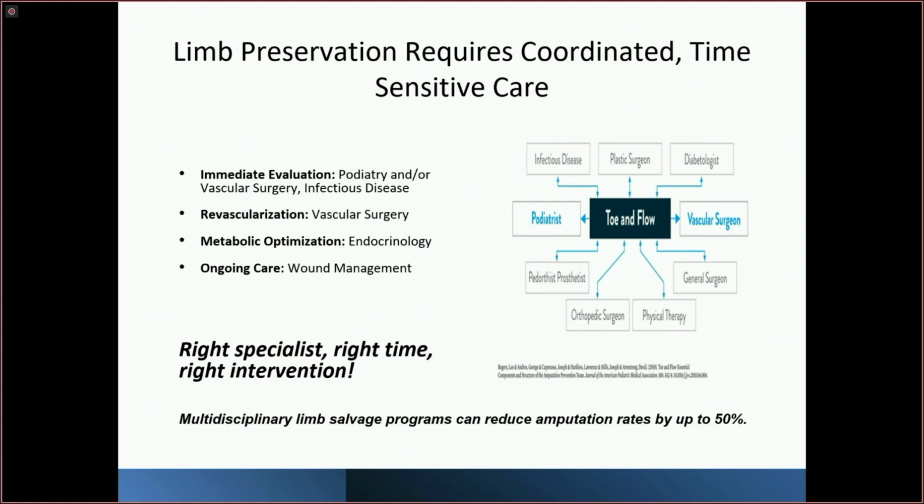Multidisciplinary care, including vascular surgery, infectious disease, as well as podiatry, working together in a coordinated, timely fashion significantly increases the chances of successfully healing an ulcer, and subsequently preventing wound recurrence as well as amputation. The goal is simple: the right expertise employed at the right time.